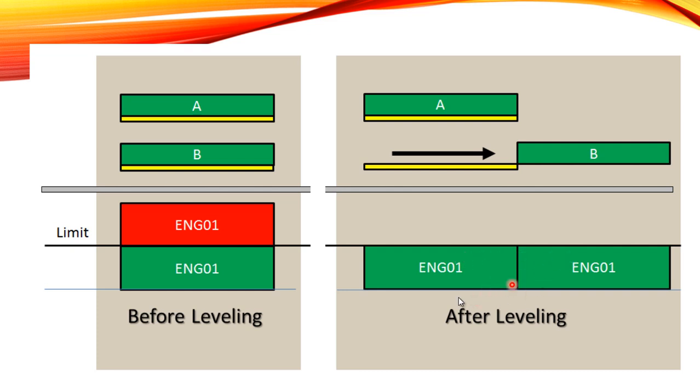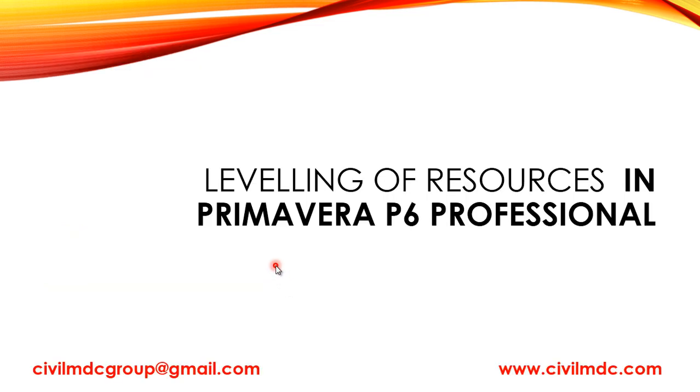So this is one way of leveling. There is another way of leveling. You can assign another engineer, for example here engineer 2, so that each activity will perform its own work without creating any disturbance in the project. So how do we do leveling in Primavera?